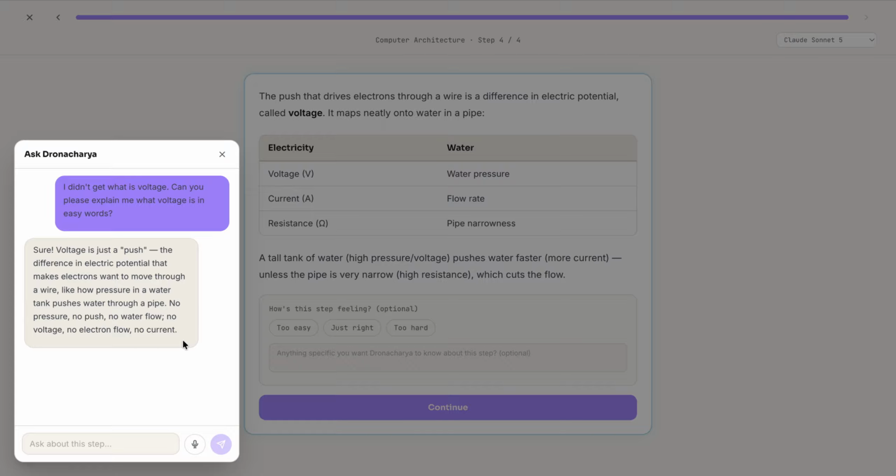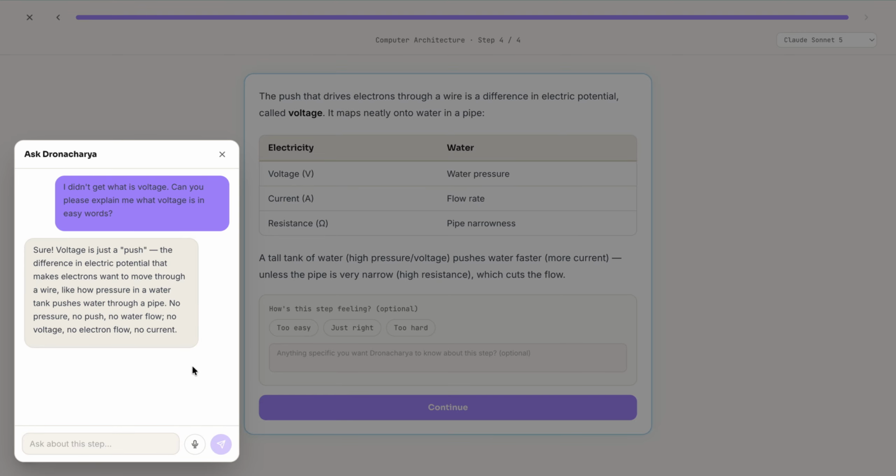Alright, so as you can see, if you have any doubt on a particular step, you can just turn on the interactive mode, and it can converse with you. It can also explain the concept to you in an easier way, and you can ask it as many times as you want, because it is your Dronacharya and it is not judging you. So you can just ask it multiple times, it will explain to you, and your concept will be much clearer.